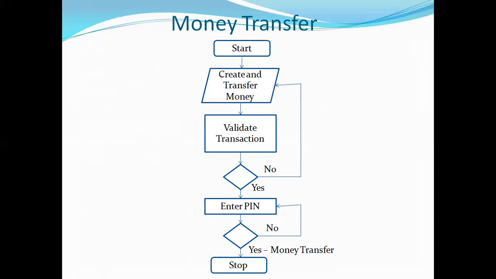So start and stop, the basic symbols, then create and transfer money. So I'm clicking on the money transfer GUI. I am providing the required details. Required details means select the payee's account, then enter the amount, enter the remark, then select your account and click on the proceed button. So after clicking on the proceed button, I'm creating and transferring the money. So I'm clicking on the proceed button. At the time of the proceed button, you validate the transaction.